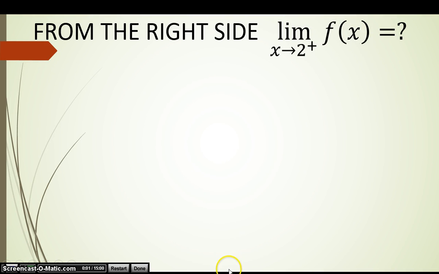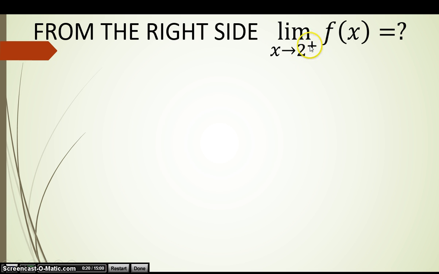Okay, this is where we stopped on the last video. We're talking about left and right sided limits, and the key to remember here again is that the limit goes to the same number from both sides. The limit from the left and the limit from the right have to go to the same number.